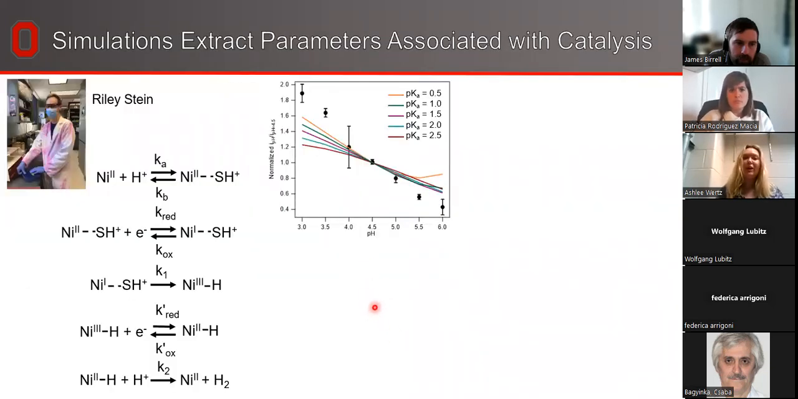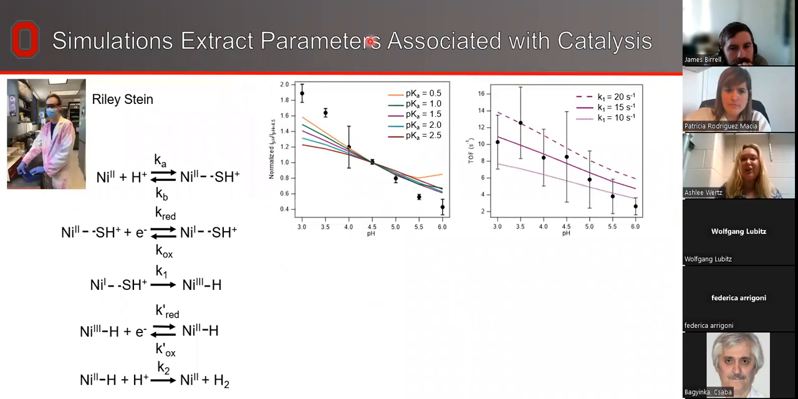Next, we turn to electrochemical simulations once again to extract some parameters associated with catalysis. This work was largely done with the help of one of our undergrads, Riley Stein, who helped develop the MATLAB script and also helped run simulations. We can see that when we vary the pKa value, we are changing our fit to the normalized current versus pH. When we change our K1 values, we change the fit to the turnover frequency versus pH.